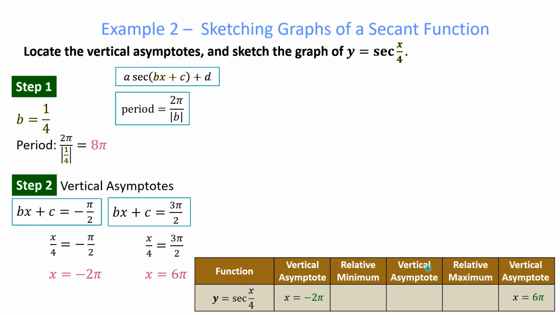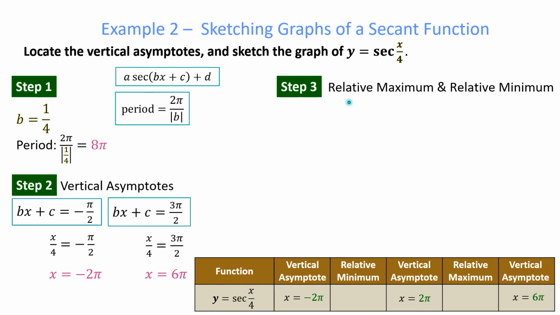So we'll work out the middle vertical asymptote because it lies in between these two. We just add these two values together and divide them by 2 to give us x equals 2 pi. And for step 3, we'll be working out the relative maximum and the relative minimum. So again, for the secant function, it starts with the relative minimum, and over here we have the relative maximum. For the cosecant function, they were reversed. So make sure you remember that.